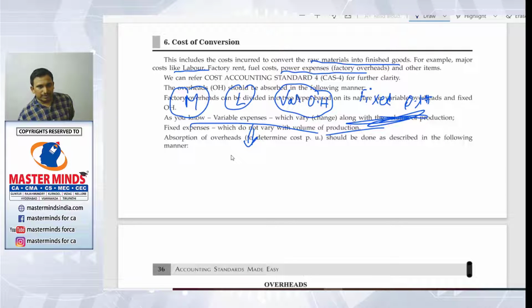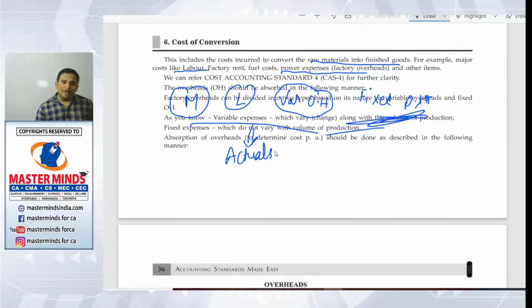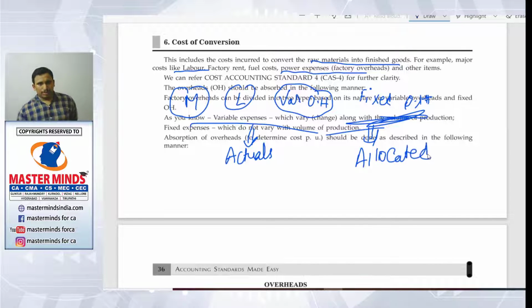But in the case of fixed overheads, what will happen now, as it is not per unit, it is to be allocated. Whatever total cost you have incurred, make it very clear, based on the totals you need to allocate that.